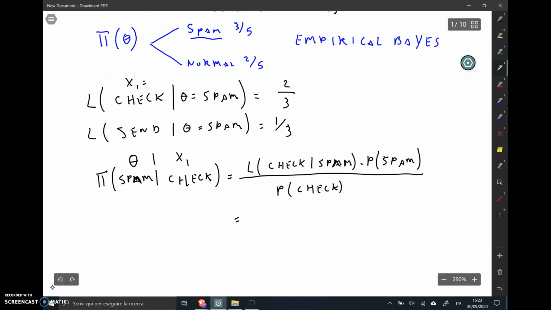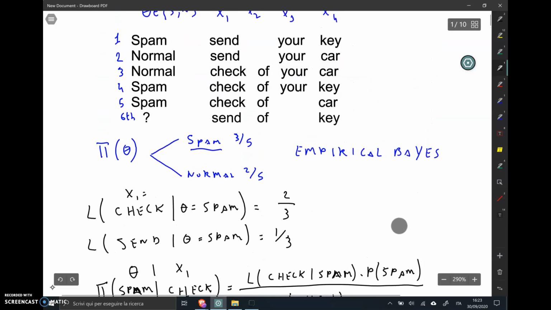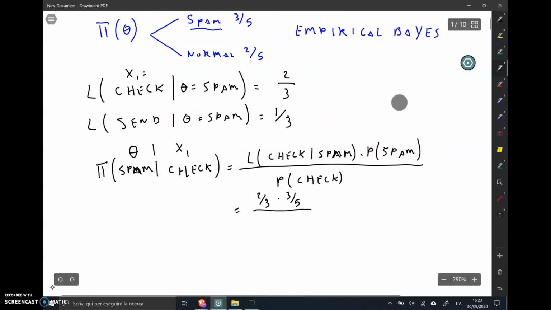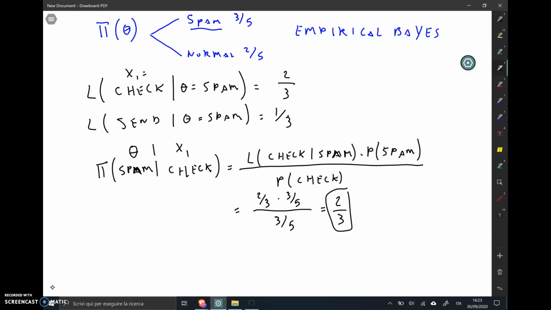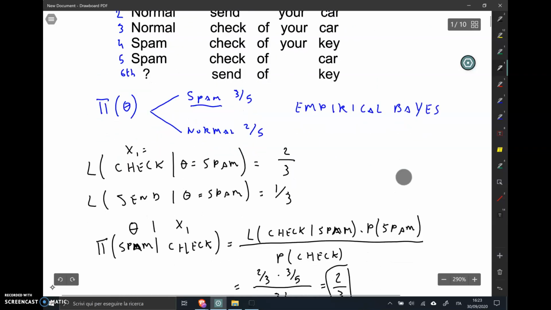Now, in this case, these numbers are very easy to get with simple counts. The likelihood of check given spam is 2/3, the prior of spam is 3/5, and the probability of check we can just look here. Check appears in 3 out of 5 messages. Then the posterior probability of being spam given that we observe the word check is 2/3. And this is our prediction of spam using only the word check, so only feature one.